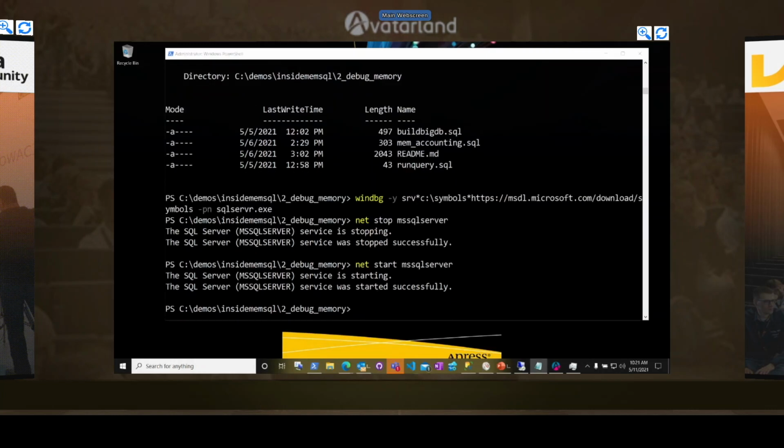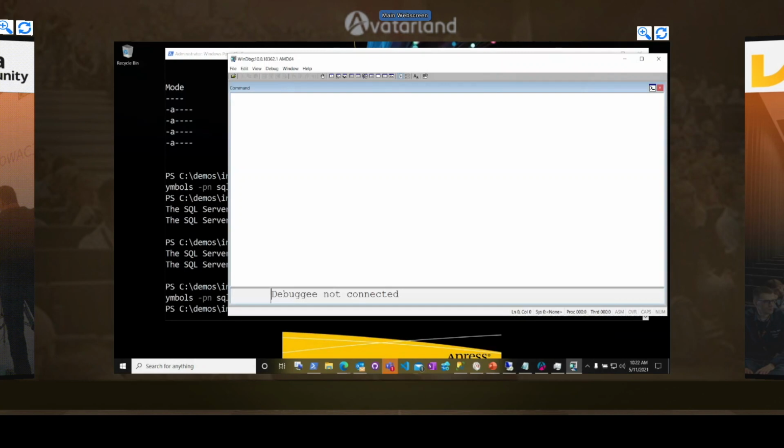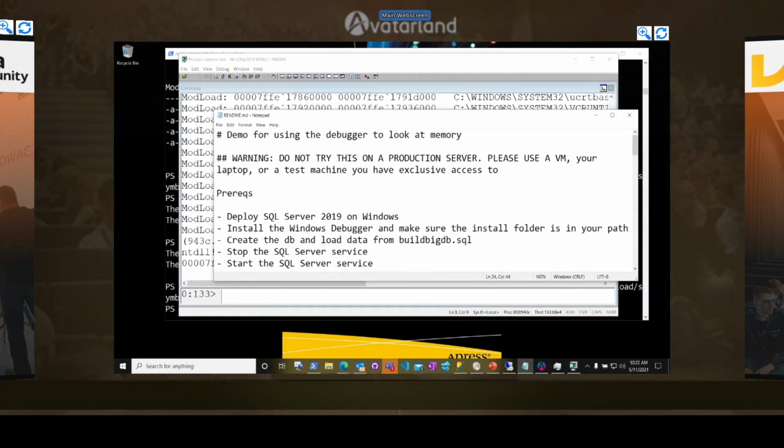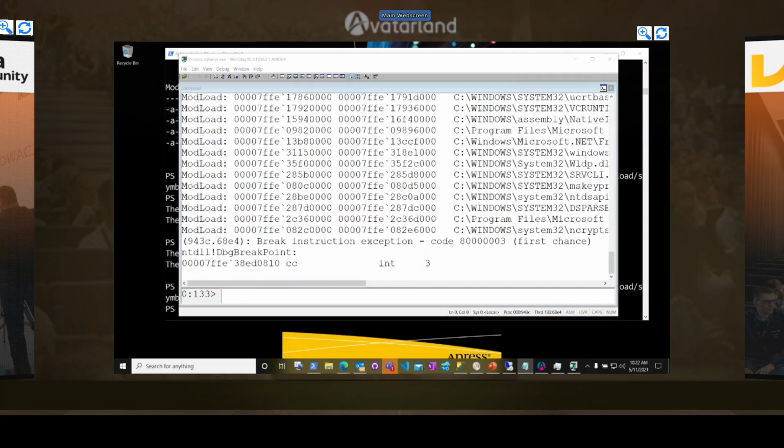Now, here's what we're going to do. We are going to run the debugger. And the Windows debugger is going to allow us to attach to the SQL process and go look at some behavior of how memory works. So I'm going to run this. By the way, I have this in the instructions right here. Do not try this on a production server because you will stop your SQL server. So, sometimes I have to remind people this is just for development and testing purposes.